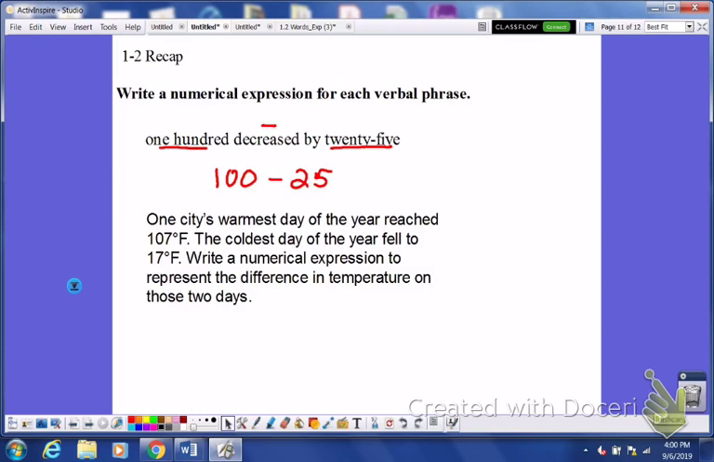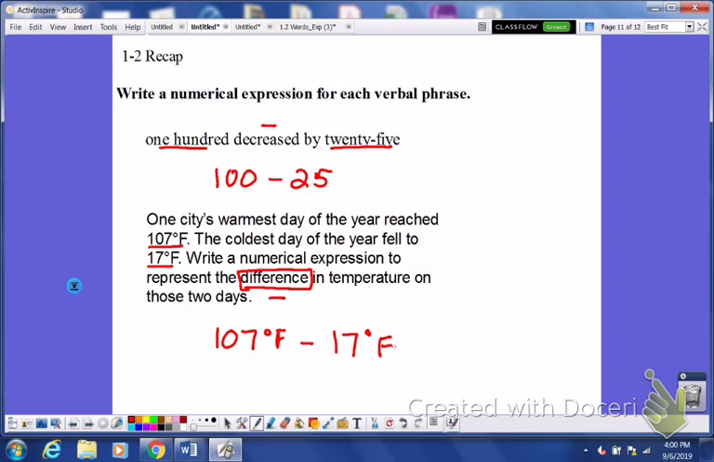Our next one: a city's warmest day of the year reached 107 degrees Fahrenheit. The coldest day of the year fell to 17 degrees Fahrenheit. Write a numerical expression to represent the difference in temperature on those 2 days. So again, difference. There's your key word. Difference means to subtract. If I want to know the difference between 107 and 17, we would write 107 degrees Fahrenheit minus 17 degrees Fahrenheit. And again, we're not solving, just writing the expression.